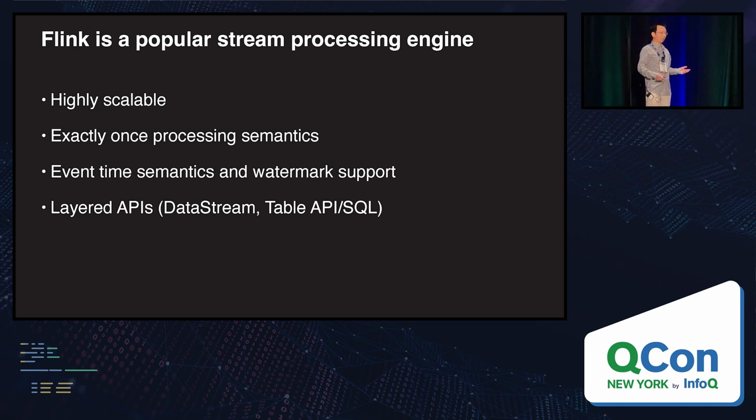Flink supports event time processing semantics. It uses a watermark to reason about event time progress within the application. Watermark also provides a flexible way to trade off between the completeness and the latency of the results. Flink provides a layered API from low-level data stream API to a high-level table API and SQL.